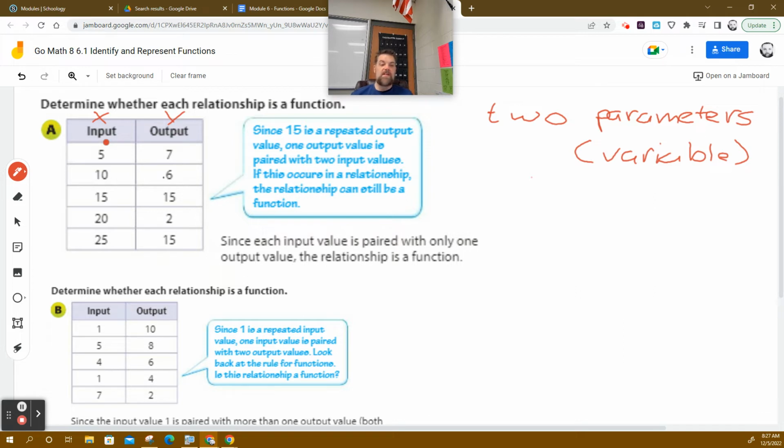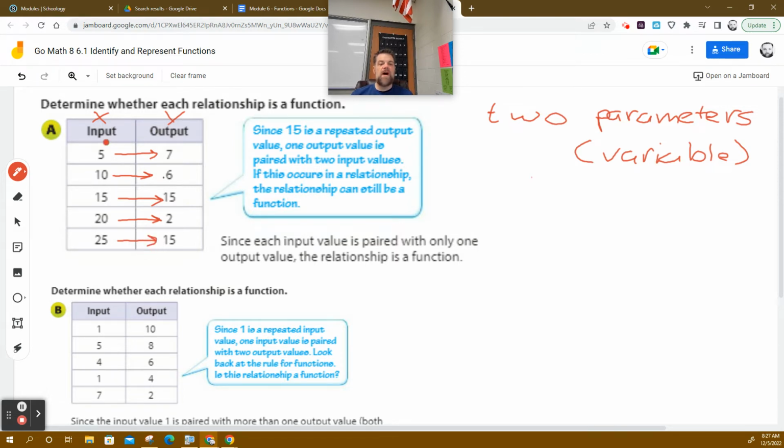Anyways, it says determine if the relationship is a function or not. Well, if I look at this, I have 5, and the 5 maps to 7 alone. I have 10, and it maps to 0.6, it looks like. 15 maps to 15. 20 maps to 2. And 25 maps to 15.